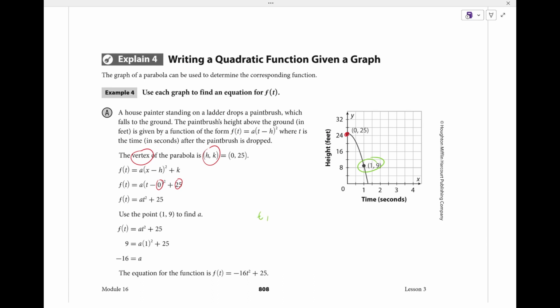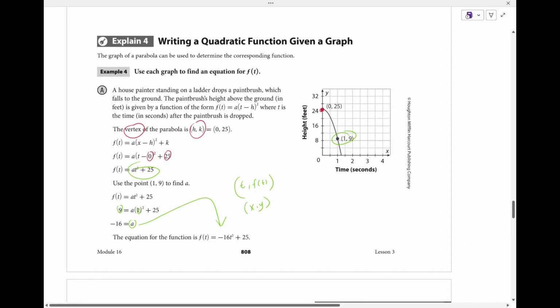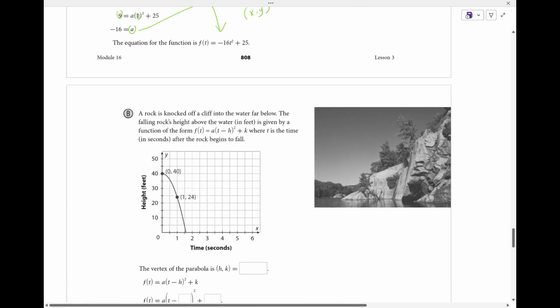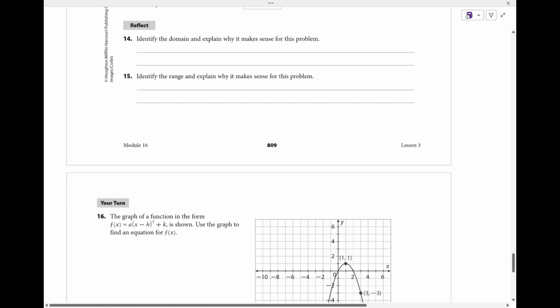In this case, it's actually t and f of t, but same concept: input, output, x, y, t, f of t, same thing. So my t value is 1, I plug it in there. The y value is 9, plugged it in there. Solve for a, you got your a value. Plug that back into your vertex form, and you get your answer. Sorry, vertex form they had over here. They plugged in a was −16. So you can take time to read through that, see how they did it, work on those practice problems. Part B is good. 16, 17 are great as well.